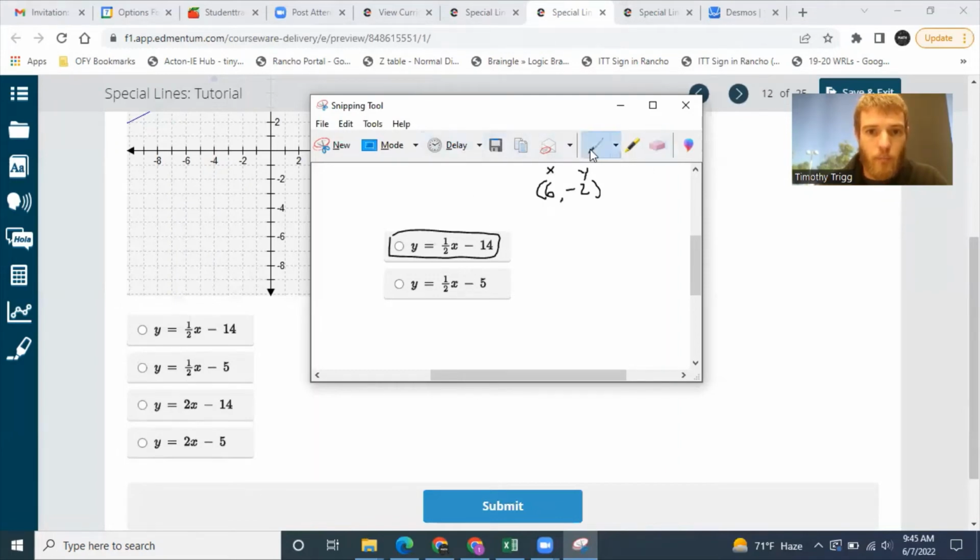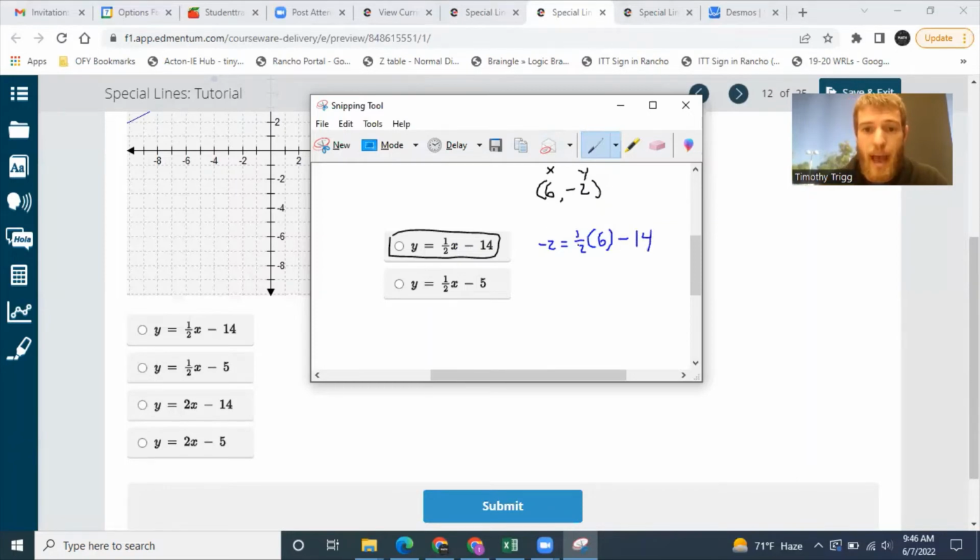Well, I'm going to change to blue here. So I'm going to replace y with -2, okay? And then it'll be 1/2. See how it says 1/2 x? That means 1/2 times x. Well, I'm going to replace that x with the x coordinate. So that's 6. And then it has a -14. So we're going to see, is this a true statement?